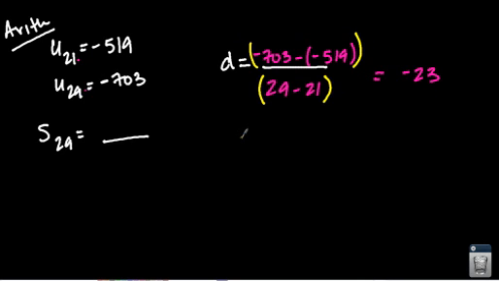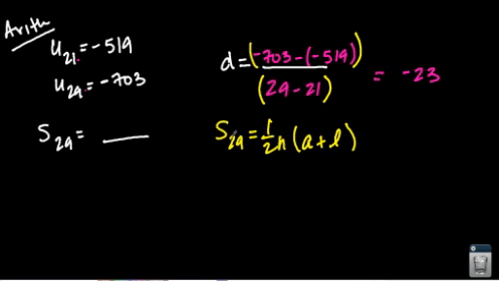Alright, so now that we know D is negative 23, if I'm trying to find the sum, we basically are going to be using this equation that we learned in class. I'm actually not going to use this one, I'm going to use this one. Since I'm going to make 29 my last term, I already know what my last term is, so this is the easiest one to use.